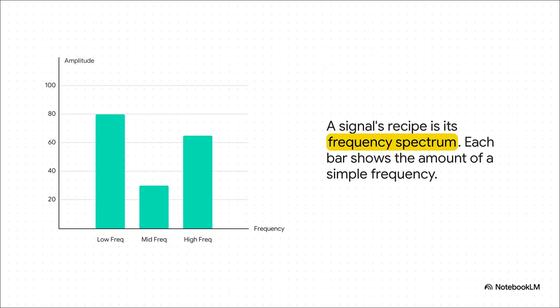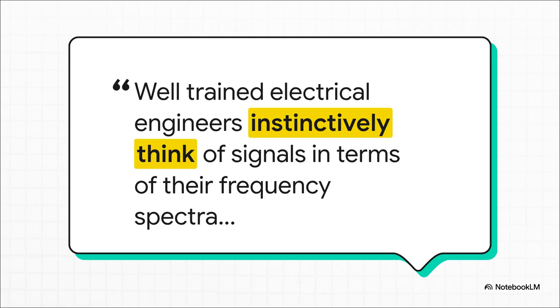Each of these bars tells you exactly how much of a specific frequency, a specific sine wave, you need to add to the mix to build your original complex signal. It's the signal's unique DNA, its fingerprint. This is so fundamental that for engineers who live and breathe this stuff, it just becomes second nature. They're not even seeing the wavy line anymore. They're seeing the frequency recipe. It's the language they speak.